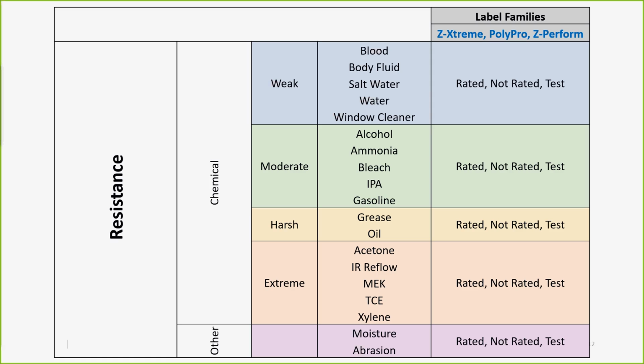An important factor also in rating labels is based upon their chemical resistance. Chemicals are categorized from weak to extreme, as you can see there, where blood or window cleaner would be examples of weak chemicals. Moderate would be gas or oil, and then extreme you're looking at acetone or xylene. For each chemical resistance category, a label is determined to be either rated for that application, as you can see. We've got rated, not rated, or it's placed in a category that you would need to test in your environment.